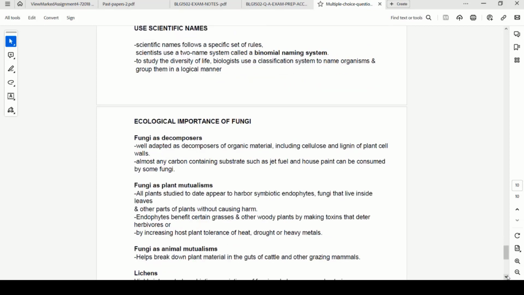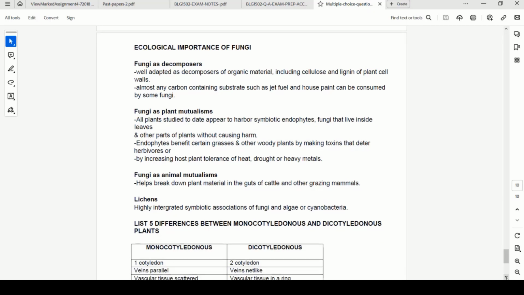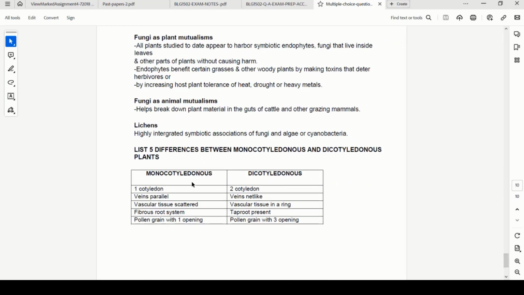Last week we did a revision of the ecological importance of fungi, where we talked about fungi as decomposers, fungi in plant mutualism, fungi in animal mutualism, and lichens. So make sure that if they put something else and ask which ones are part of the ecological importance, you will know which ones are, not only on a surface level, but you also know the explanation of those ecological importance.